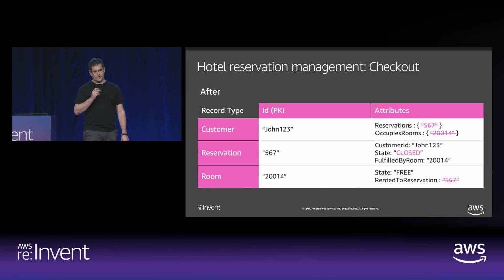Okay, and this is essentially how it would look after the checkout. We remove the reservation from the set, the room from the occupied room set, mark the reservation as closed, and the room is free again.